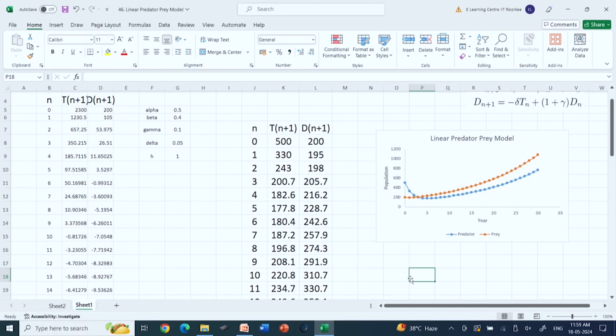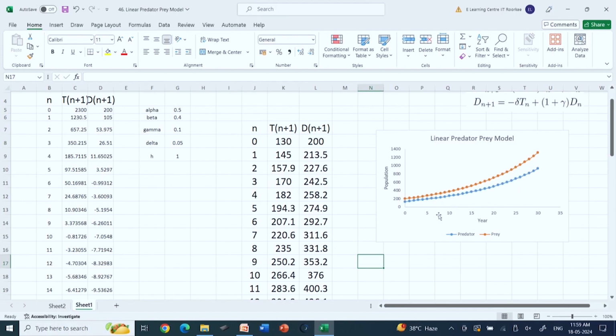Now quickly, what will happen if I change the initial condition? So this system is now unstable and I am playing with the initial condition. Say I make this 130. Let's see. Okay, still it is unstable and it is increasing unboundedly.